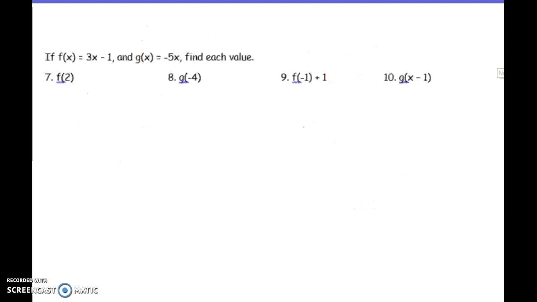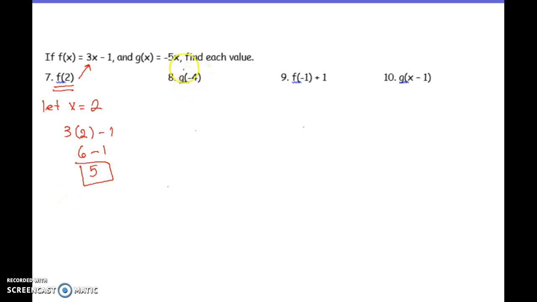Okay, if f of x is equal to 3x minus 1 and g of x is equal to negative 5x, find each value. So here, notice we're looking for f of 2. That means we're going to use the f function. So we're going to let x be 2, and this would be 3 times 2 minus 1. 6 minus 1 is 5. So f of 2 is equal to 5.